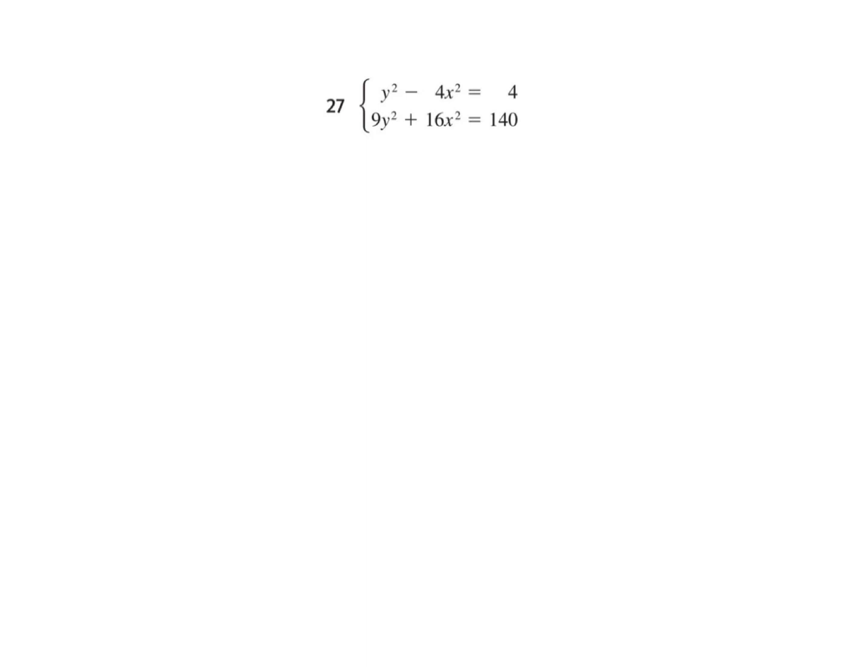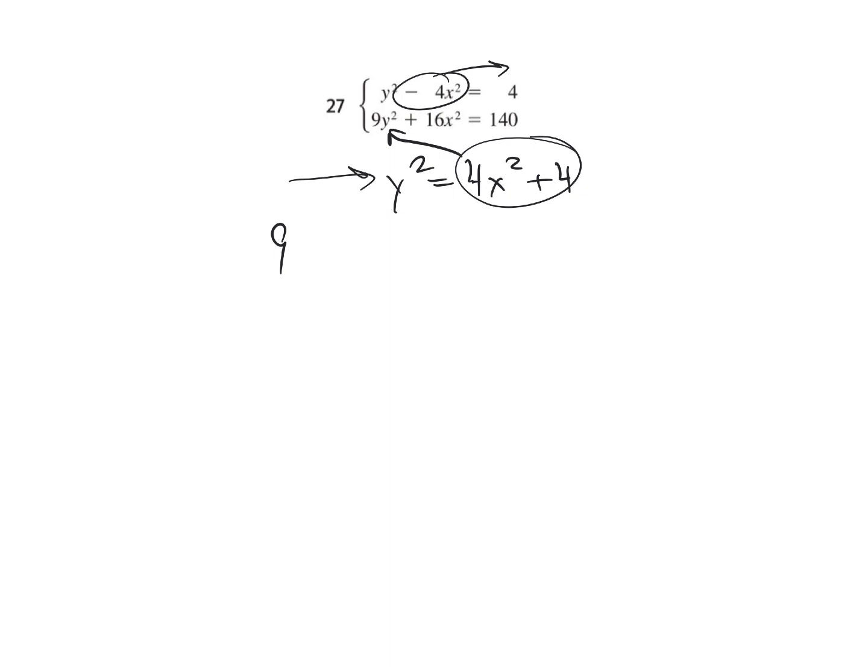Okay, so now we have quite a few things to look at here. There aren't any variables that have a single exponent of 1, but that's okay. Let's just solve for y squared at the top here. Let's add 4x squared. y squared equals 4x squared plus 4. So that's what y squared is, and we actually have a y squared that we can plug it into. We don't need to square that information because it's already squared. All right, so 9 times y squared. y squared is 4x squared plus 4. Don't square it, it's already been squared.